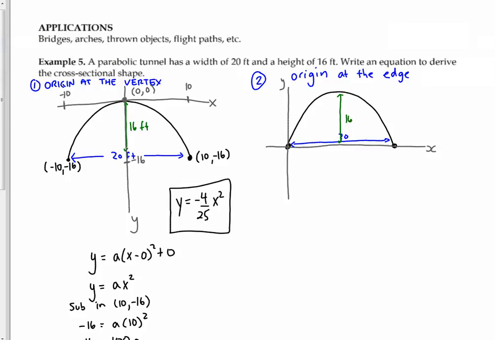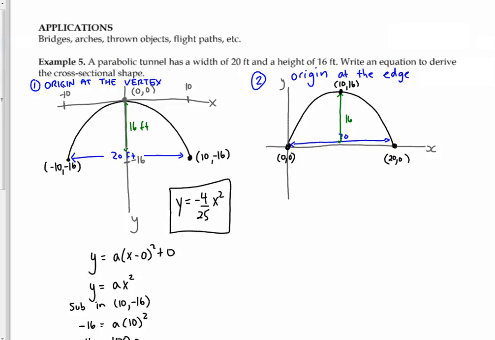Okay. So we need to figure out these 3 points. Well, we know this point over here is (0, 0), the origin. What's the one on the other x-intercept here? (20, 0). And what's our vertex? (10, 16). Good, halfway.